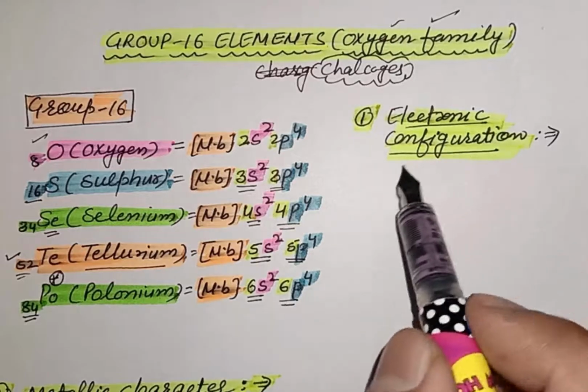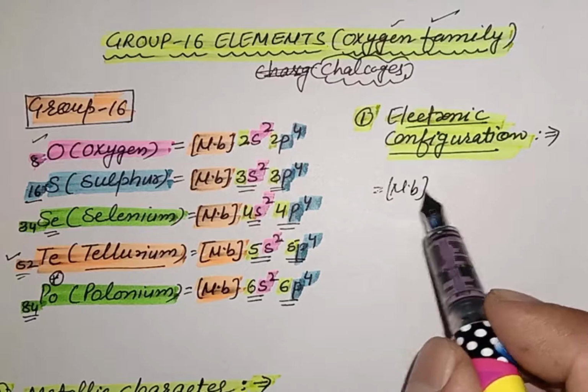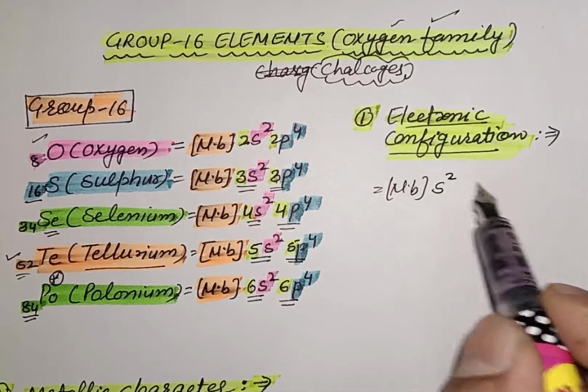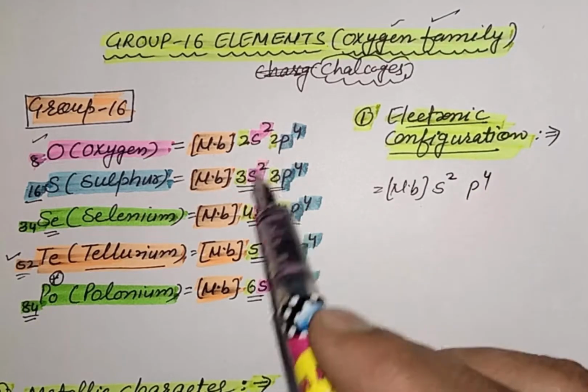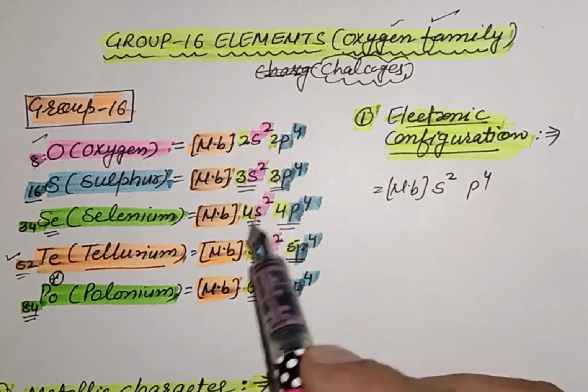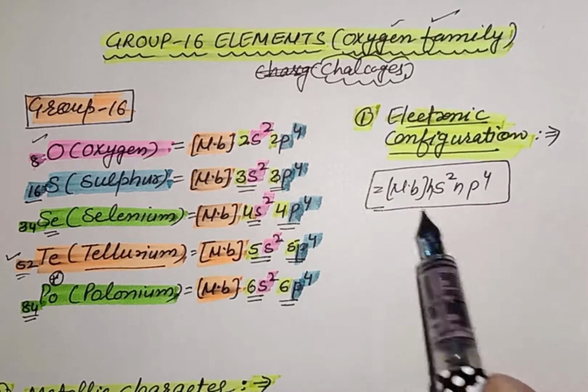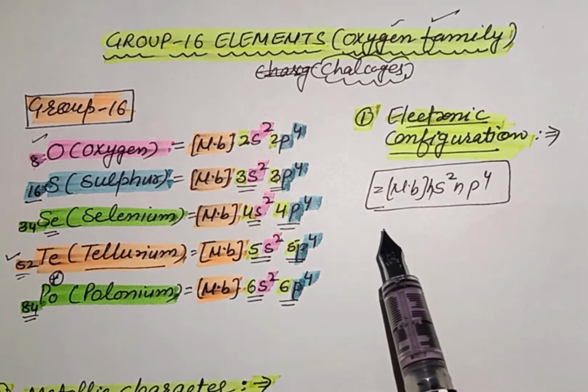So in the general electronic configuration of p block elements, all of these have a noble gas configuration, and after that, all of these have s2 and p4. The difference is only the valence shell number. In this case it is 2, here 3, 4, 4, so we can use ns2 and np4. This is the general electronic configuration of the group 16 elements.